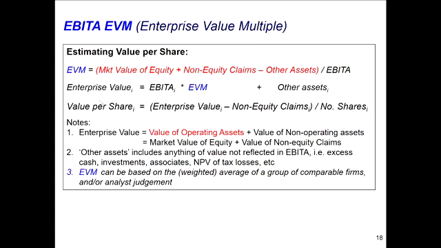To come up with the enterprise value, that's the total enterprise value of the company, we use the EBITDA, that's the operating earnings, times that multiple to get the enterprise value. This is based on the operating assets only, plus the other assets, the non-operating assets, and then you have the total enterprise value for the company.